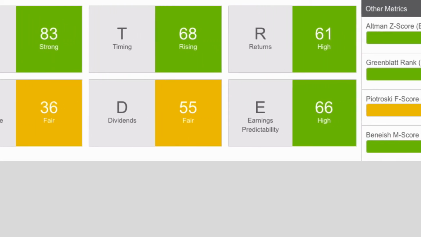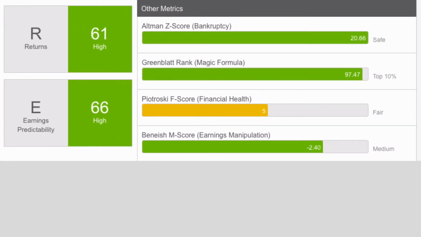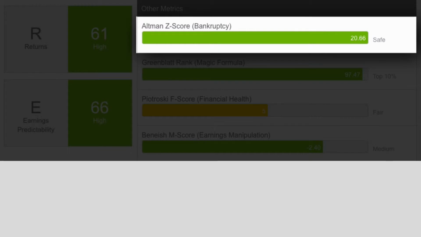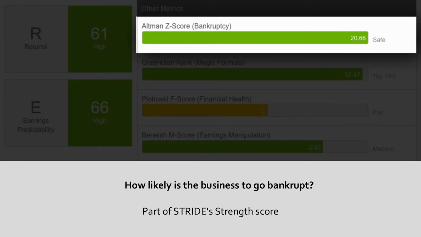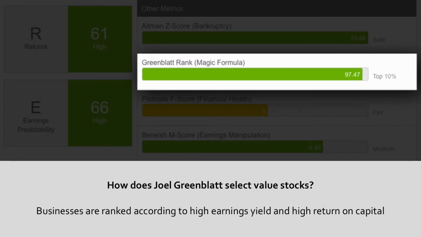Beside these, you can see how the business scores according to other established value investing metrics. The Altman Z score used to predict the likelihood of bankruptcy. We use this as part of our strength indicator. This business is classed as safe on this scale. Greenblatt rank, calculated around Joel Greenblatt's magic formula, whereby he selects value stocks according to 9 criteria and then ranks them accordingly. Ranking in the top 10% is good.